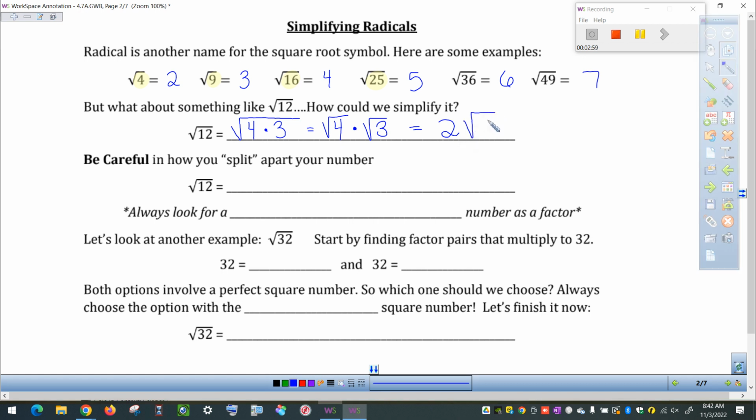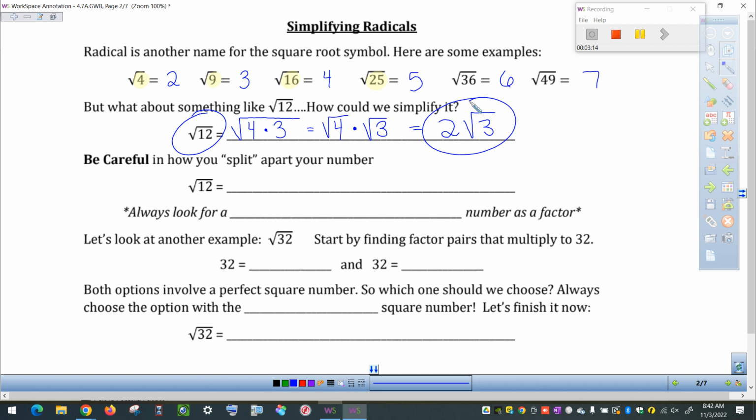Now, I still can't do anything else with that square root 3. There's no way that we can, like, split apart the 3 or go any smaller than that. So this is going to be our final answer. So what I want you to see here is that the square root 12 that we started with at the very beginning, that is equivalent to 2 times the square root of 3.